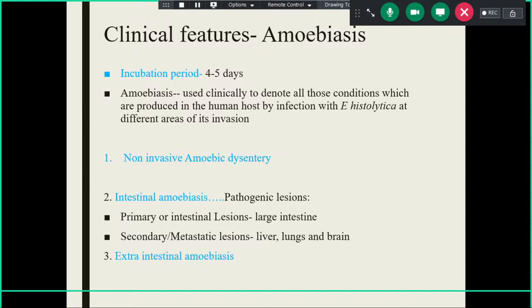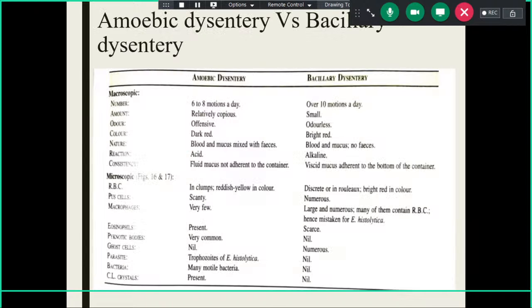In extraintestinal amoebiasis, sometimes the amoebic ulcer may not be found in the intestine at all, and the amoeba directly escapes through the blood vasculature to go to extraintestinal structures, and there it can produce its pathogenesis, right? Starting from lungs, liver, brain, spleen, it can invade any organ, right? So first, coming to the difference between amoebic dysentery and bacillary dysentery. What is the difference?